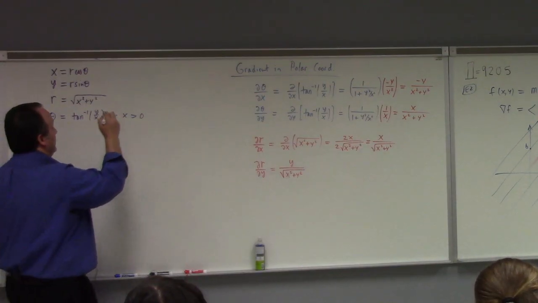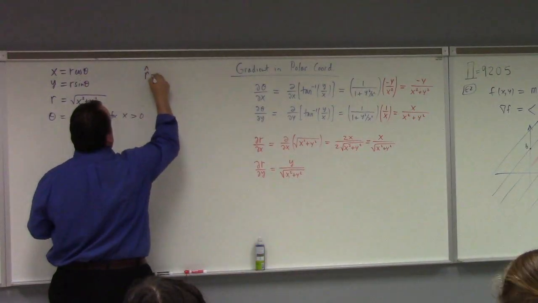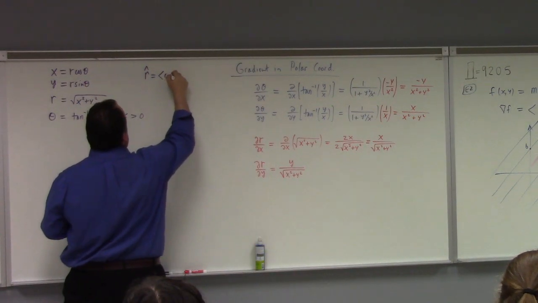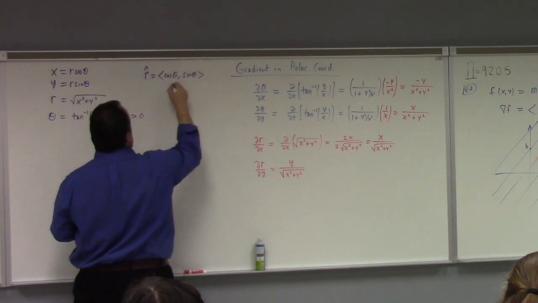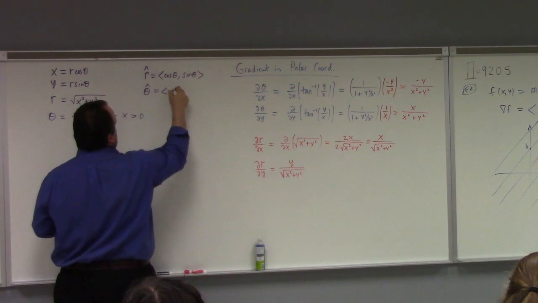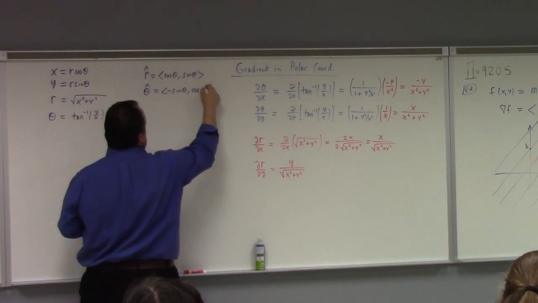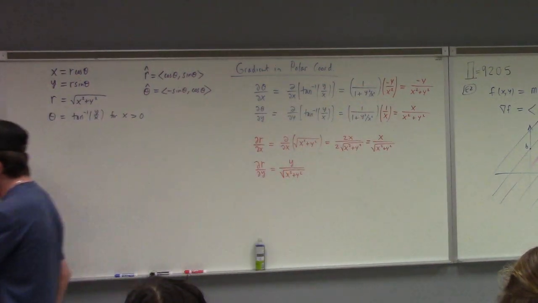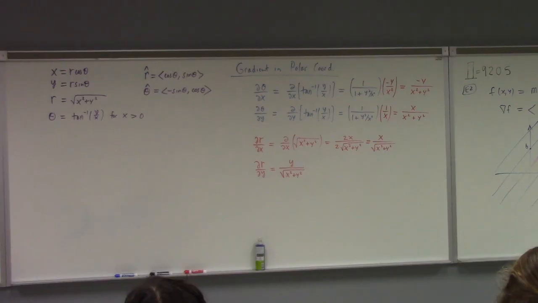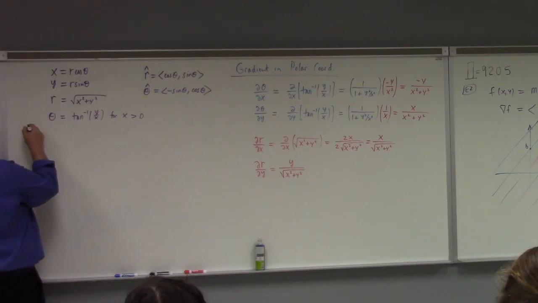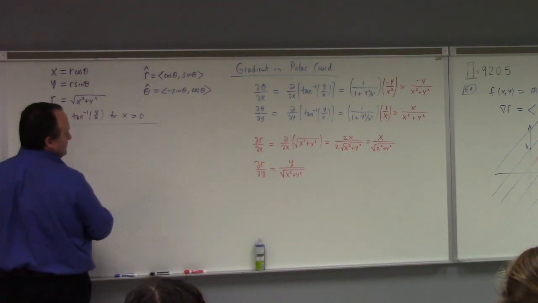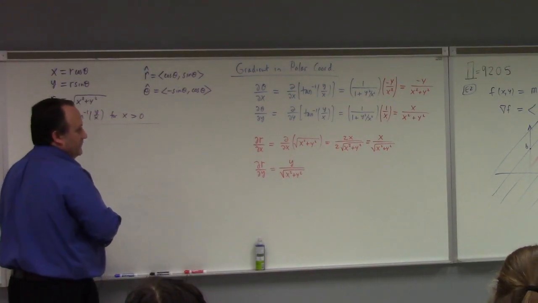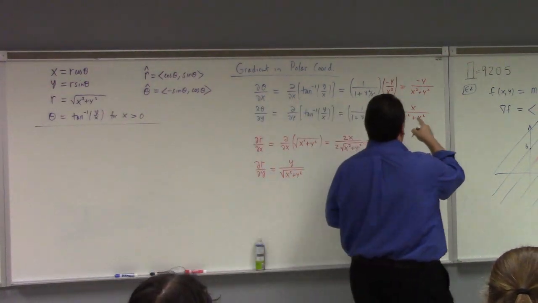Let me also remind you that we have previously worked out r hat is cosine theta, sine theta, right? And we also derived that theta hat was minus sine theta, cosine theta, remember? We actually worked those out from normalizing the gradient of theta here. So those are the unit vectors that point in the direction of increasing r and theta respectively. All right, so now I've finally got everything out in front of us. How does this simplify?